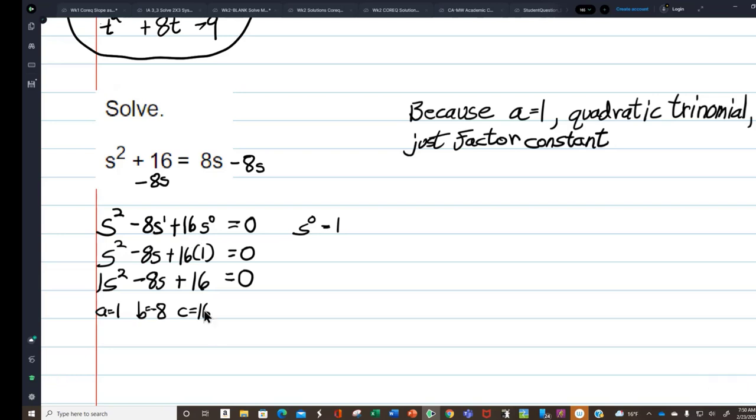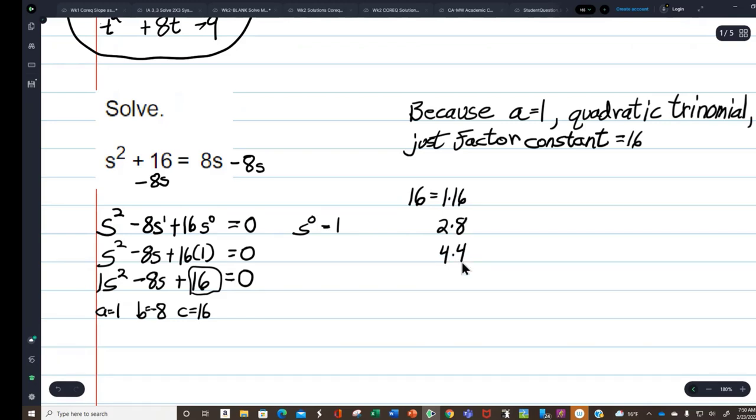This, 16. A number without a variable, you can see, that's a constant. And that's positive 16. So what we're going to do is factor 16 into all of its factors. 16 equals 1 times 16, and 2 times 8, and 4 times 4.